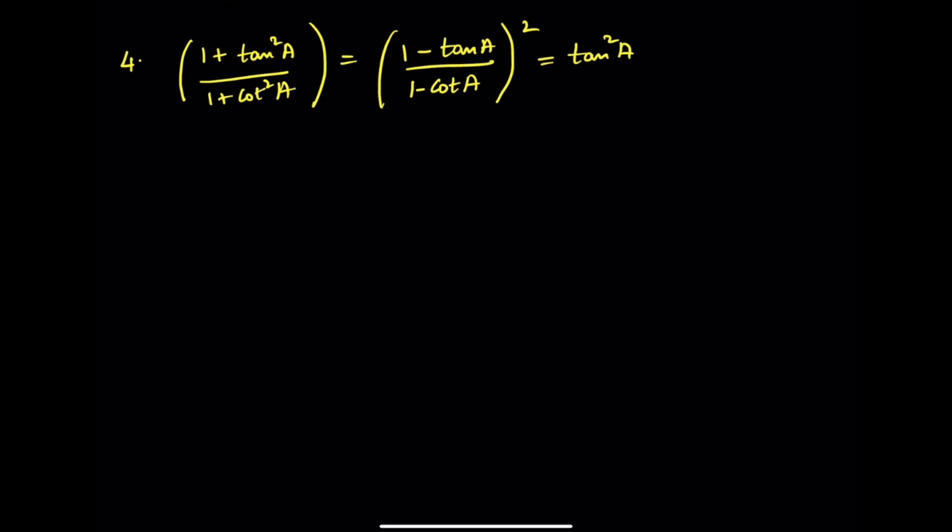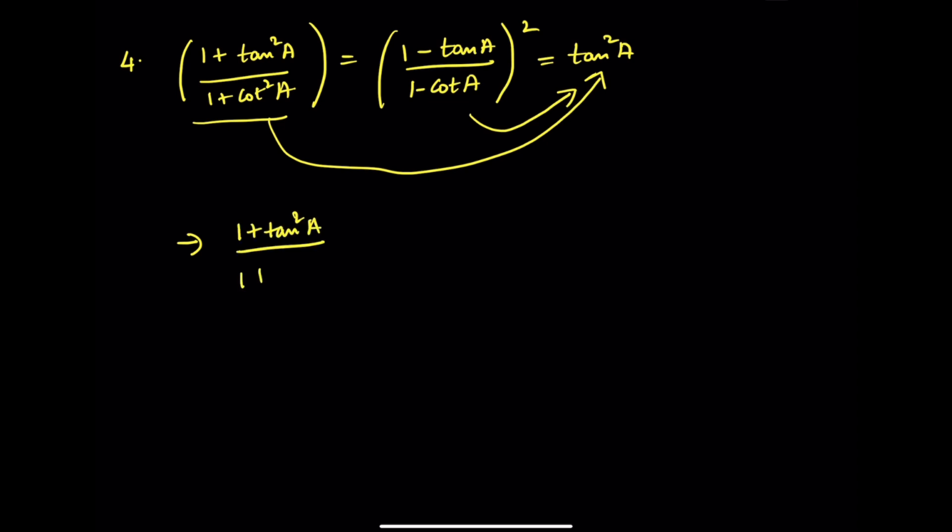Let us solve the fourth problem. Here we have to prove two parts. We have to prove that (1 plus tan square a) divided by (1 plus cot square a) is equal to tan square a. Also, the second part, which is (1 minus tan a) by (1 minus cot a), the whole square, is also equal to tan square a. So let's pick the first part, which is 1 plus tan square a divided by 1 plus cot square a. So if we apply the trigonometric identities, the numerator would be secant square a and the denominator would be cosecant square a.